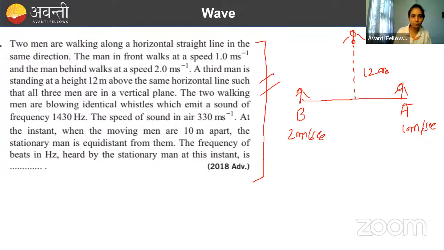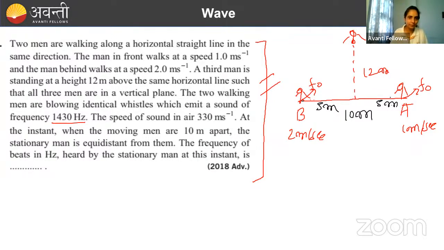The two walking men are blowing identical whistles which emit a sound of frequency F0. So this one is also blowing a whistle of frequency F0. Let's call 1430 as F0. It's also whistling a sound of frequency F0. The speed of sound in air is given. Given that at the instant when the moving men are 10 meters apart, the stationary man is equidistant from them. It means this is 5 meters and this is 5 meters. The frequency of beats in hertz heard by the stationary man.